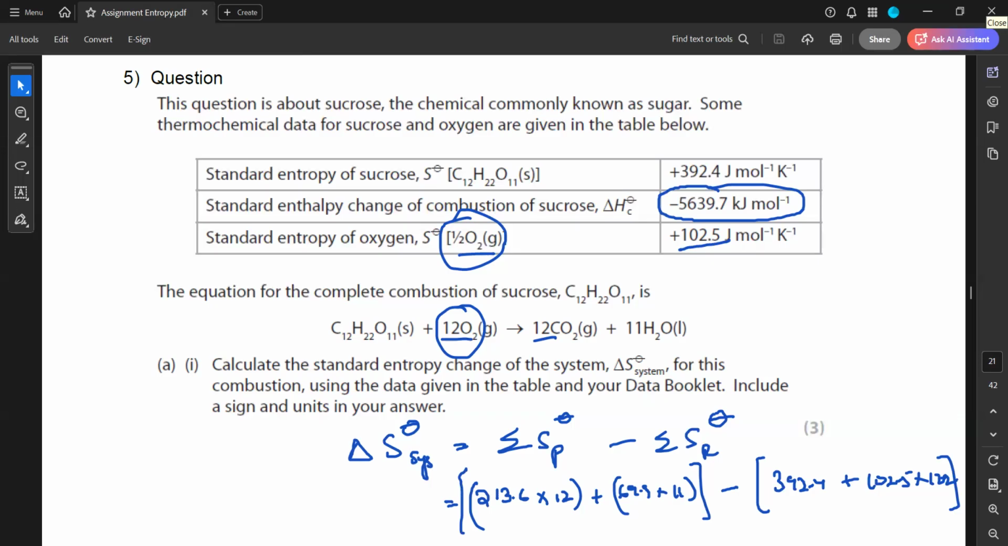Is it clear? Why is it 24? Because for a half mole of oxygen, it was 102. But we have 12 moles of oxygen. So how do we get 12? This will be multiplied by 24. 24 multiplied by half will get 12. So this should also be multiplied by 24. So the number here will be 24. When you simplify, this will give us the entropy change of the system, which is 479.7.